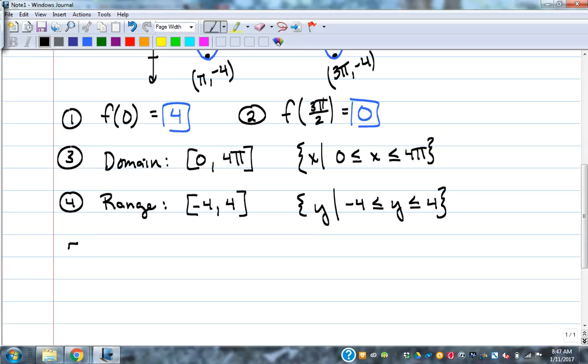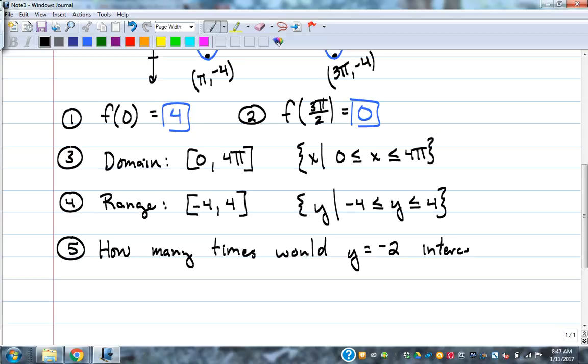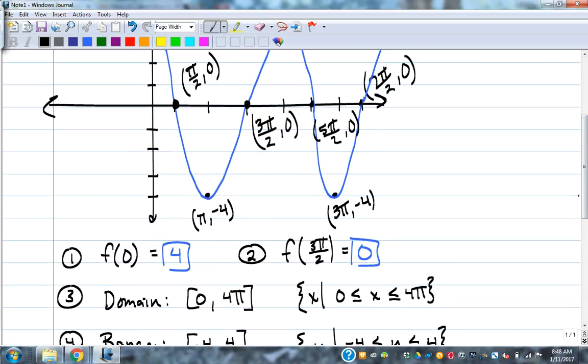All right, let's look at question 5. This is a different one. How many times would y equals -2 intercept the graph? What does the graph of y equals -2 look like? Horizontal line. Yeah, horizontal line at what? -2 on the y-axis. So if I drew that in here, it would be this line right here. Right? That would be the graph of the line y equals -2.